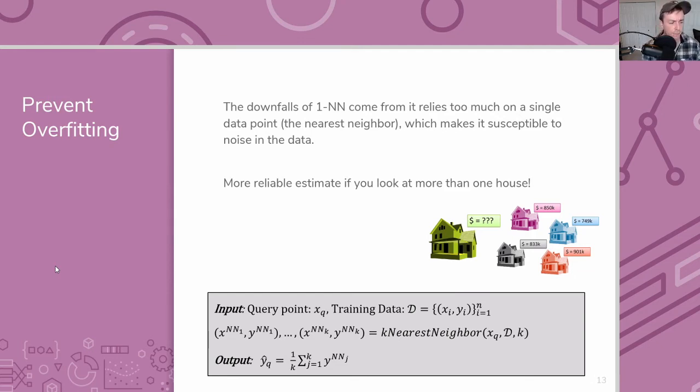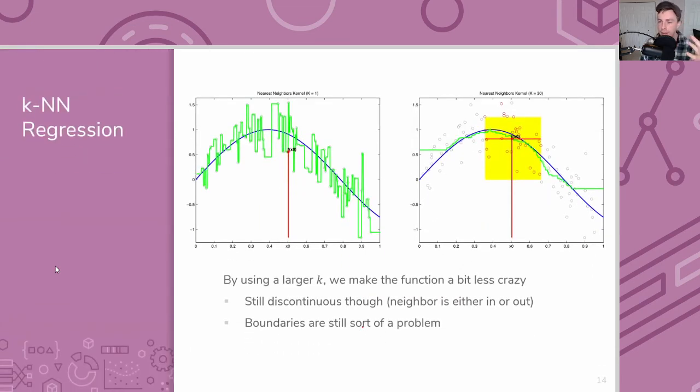Just use a larger k. And if you use a larger k, then the function you learn is going to look very different. Instead of bouncing up and down wildly because it's always switching whatever the nearest neighbor is, you'll end up learning a much smoother function.